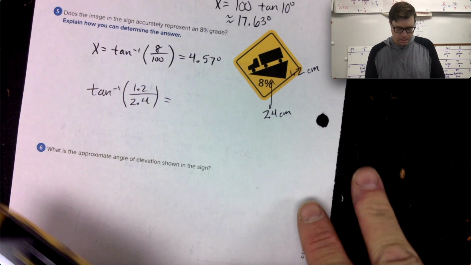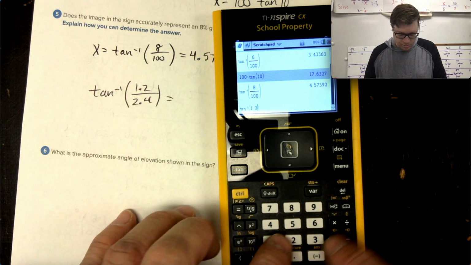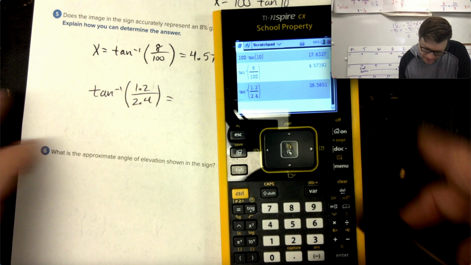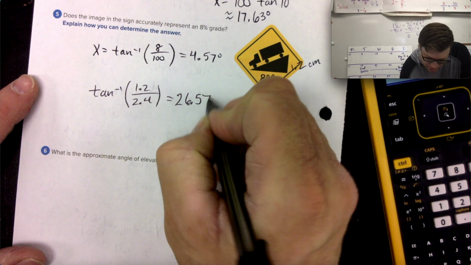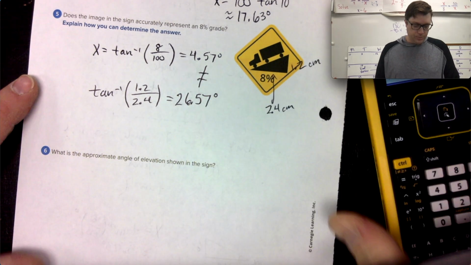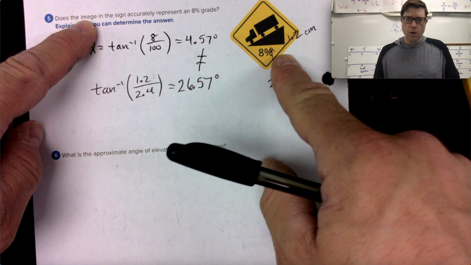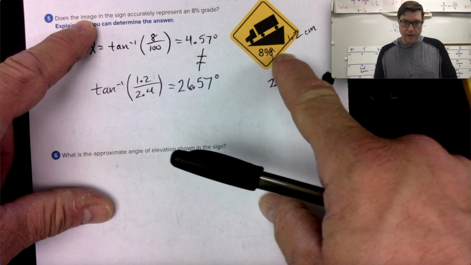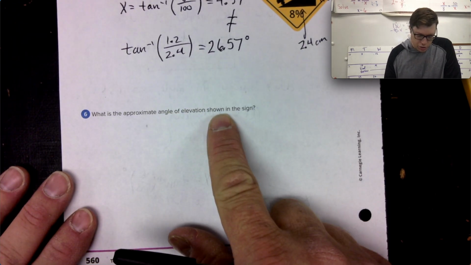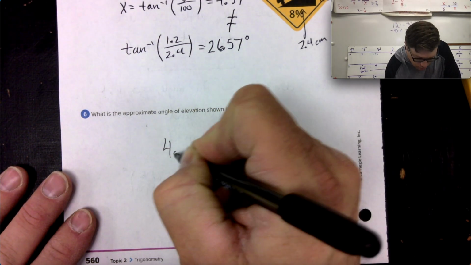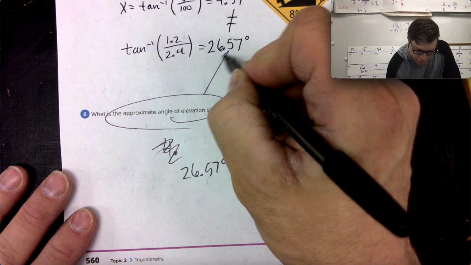Probably not. Here we go. Tangent inverse of 1.2 divided by 2.4, 26.57 degrees. These are not equal. So therefore, does this sign represent an 8% grade? No. If anything, it represents more like a 50% grade. Okay, what is an approximate angle of elevation shown in the sign? Not 4.57, but 26.57. That's the approximate angle of elevation shown in that sign.